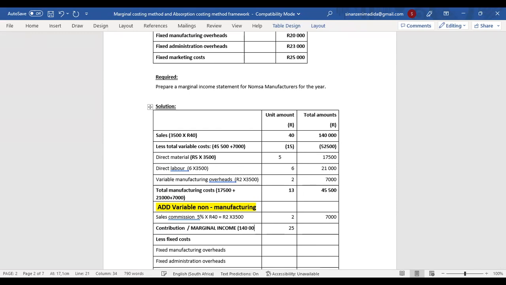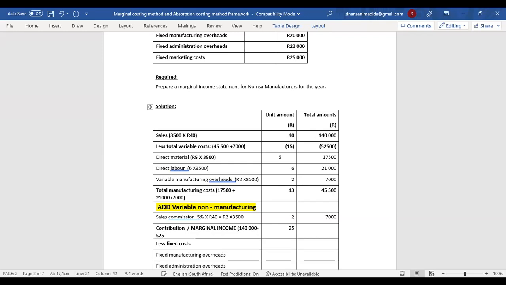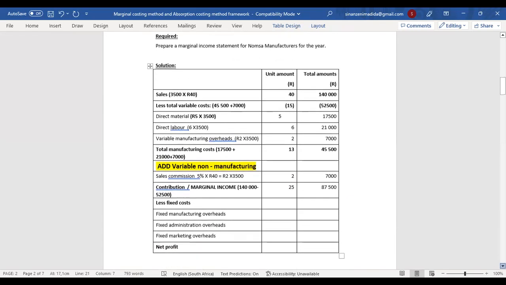140,000 minus 52,500. Let's confirm that we are getting 87,500. Confirmed. Okay, thank you.